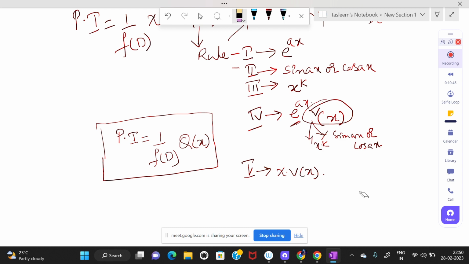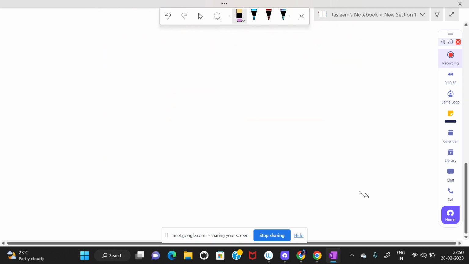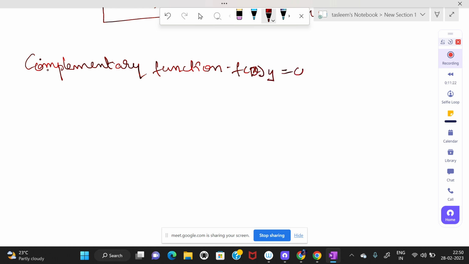Yes, ma'am, done. So after this, you're going to see about the complementary function, how you're going to write the complementary function. Note this one, it's very important. It should be on your fingertip. Sorry, it should be f of D equals 0.